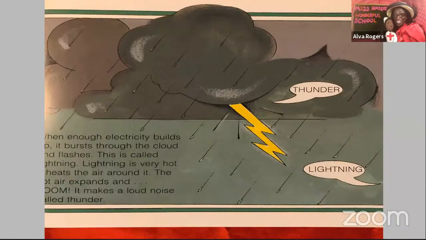Thunder, lightning. When enough electricity builds up, it bursts through the cloud and flashes. This is called lightning. Lightning is very hot. It heats the air around it. The hot air expands and boom! It makes a loud noise called thunder.